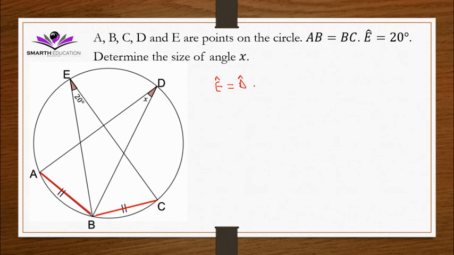Okay, these angles are equal. Why are they equal? These are equal chords, and then what? Equal angles. Equal chords, equal angles. Okay, right. So that's why angle E is equal to angle D, and therefore we can say that X is equal to 20 degrees. That's done.